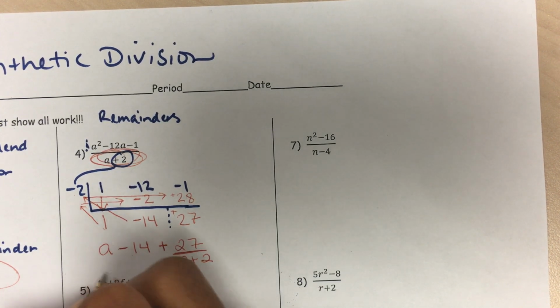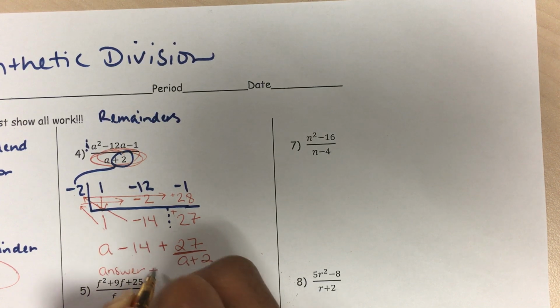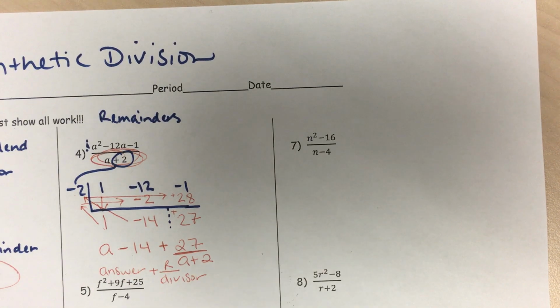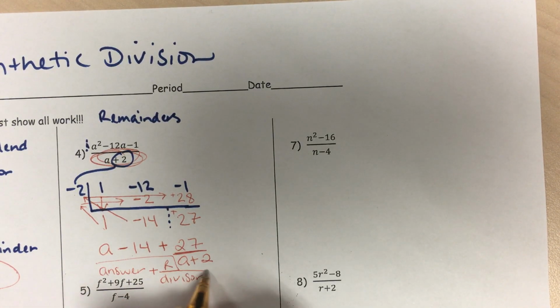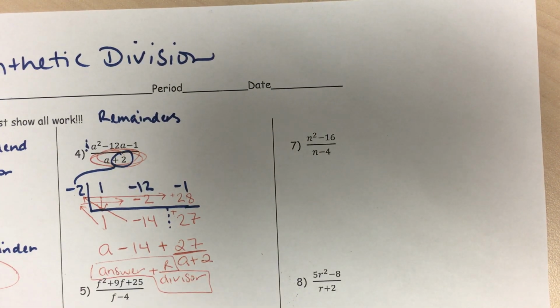So how do we do it? We put our quotient, I'm going to write answer, plus remainder over divisor. That's always how it is. That is always how it is.